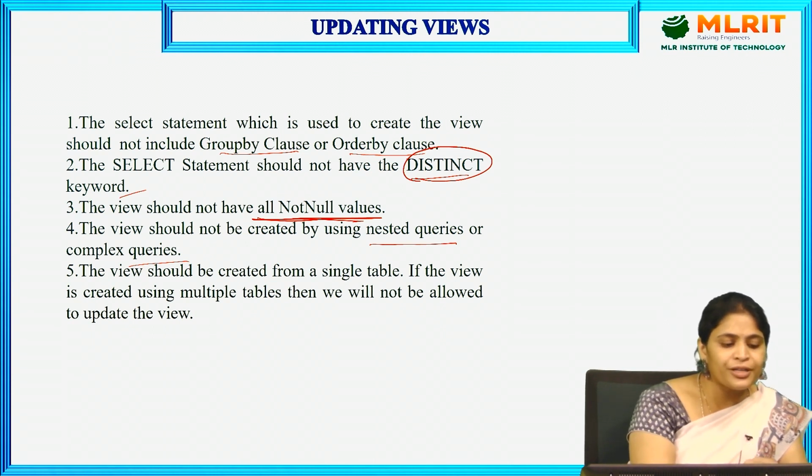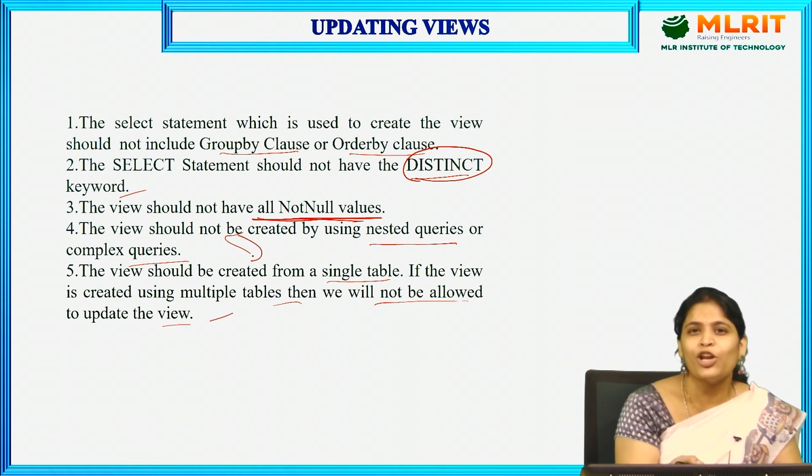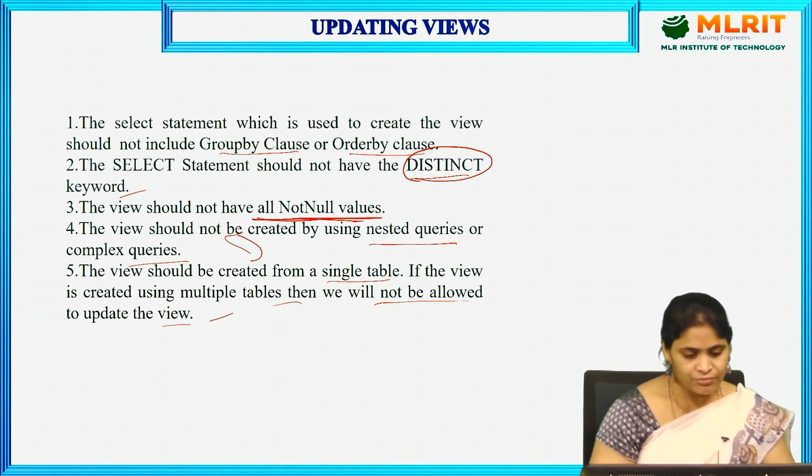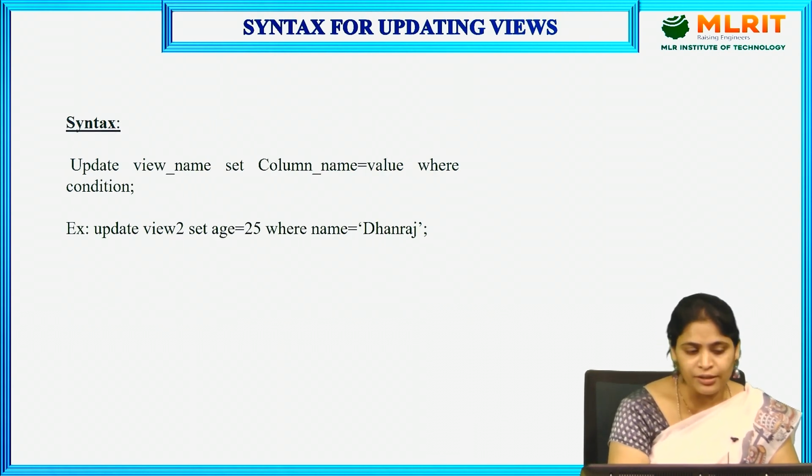Next, the last point is the view should be created from a single table. If the view is created using multiple tables, then we will not be allowed to update that view. The fourth point has been elaborated in the fifth point, right? Next, what is the syntax for updating the view?